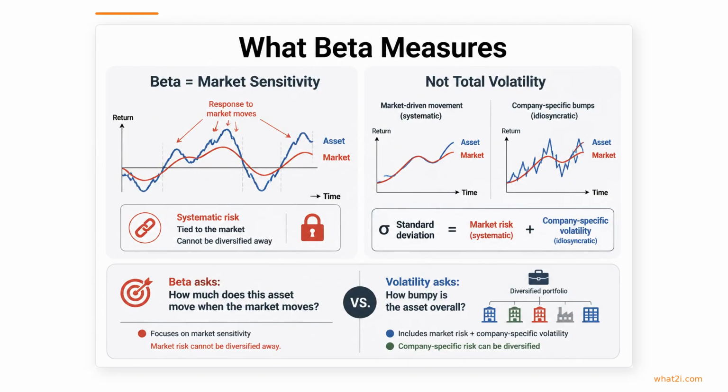It's a measure of market-related risk, sometimes called systematic risk, which matters because it can't be diversified away. That's different from total volatility, which also includes company-specific ups and downs.